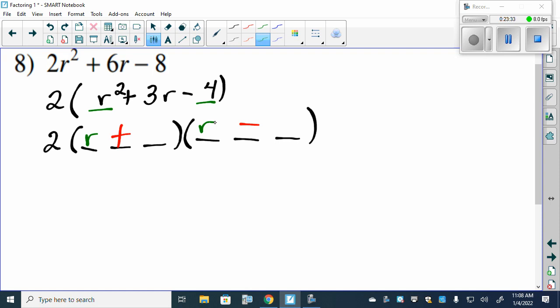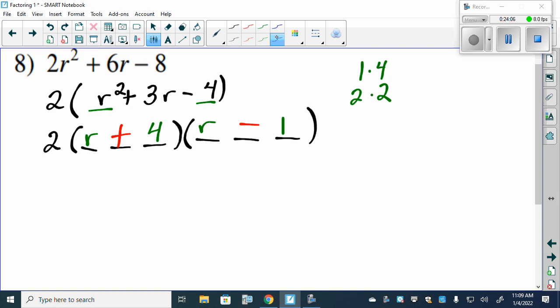And then we need to find the factors of 4. So the factors of 4 would be 1 and 4, 2 and 2. Which one of these do we want to try first? 1 and 4. Which one would we put first? Why did we say 4 would be positive? 4 minus 1 is 3. The middle term is positive, so we probably want the bigger term to be positive.